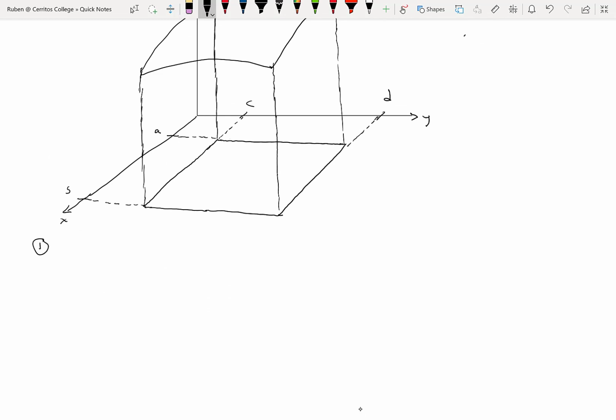So our first step is to divide R into subrectangles, not subintervals, because R is a rectangle itself, so not a line segment. Subrectangles of equal area delta A, and that delta A is going to be equal to delta X times delta Y. And I'll explain where those delta X and delta Y's come from.